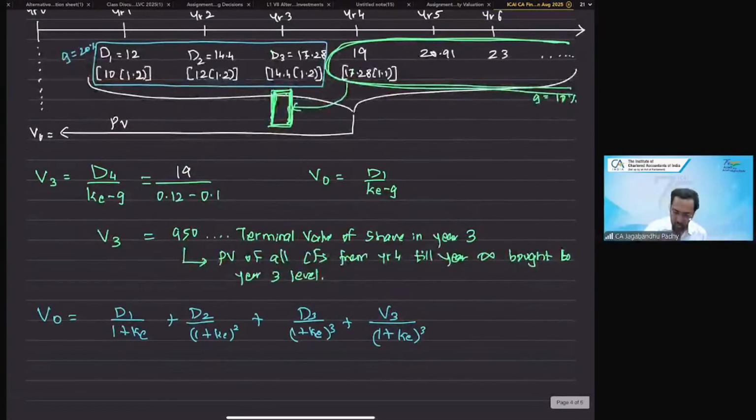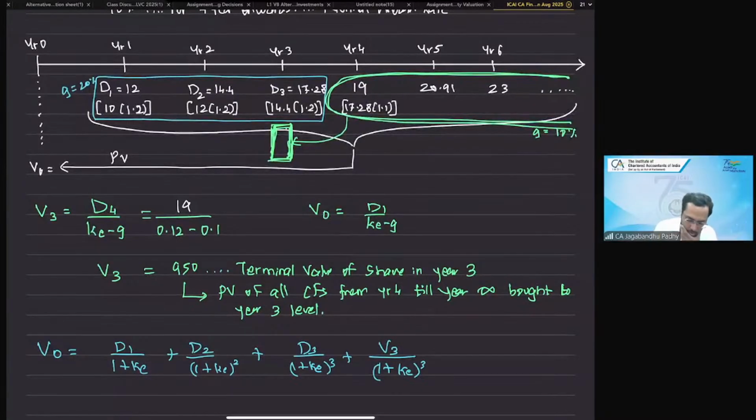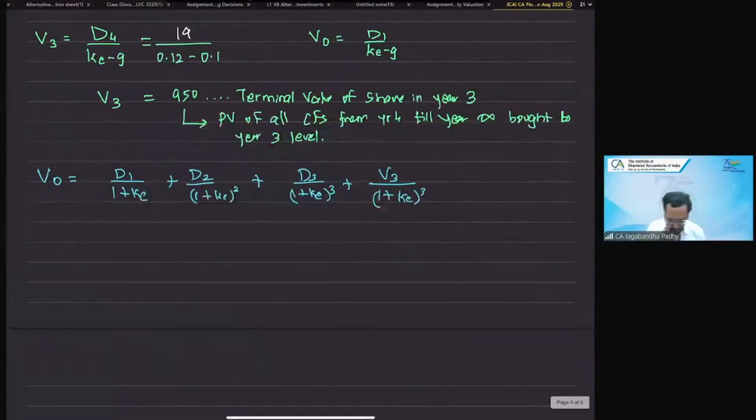So essentially, if you're going to buy the share today, you will be getting dividend in first year, second year, and third year. And also if you're going to sell the share in third year, you'll be able to sell it at a price of 950. So today you're going to pay the price for all the future dividends that you're going to receive and also the value that you're going to receive. So essentially, over here, the value of the share is going to be, we can simply do it this way.